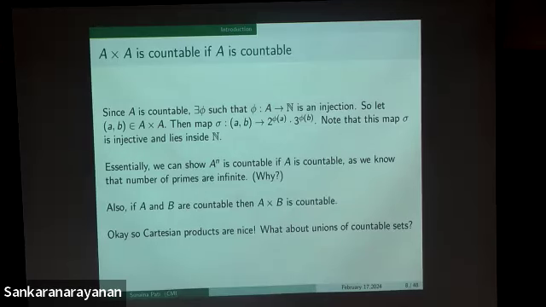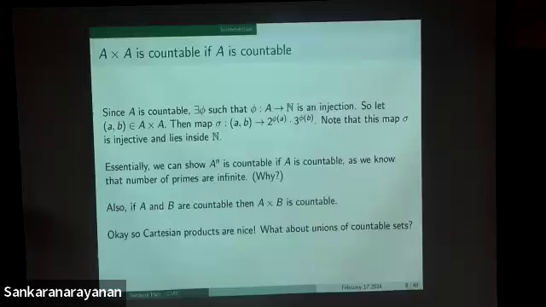If I have x1, y1 going to 2 to the power x1 times 3 to the power y1, and x2, y2 going to 2 to the power x2 times 3 to the power y2, and if these two are the same, then by uniqueness of prime factorization, we know that x1 is equal to x2 and y1 is equal to y2.